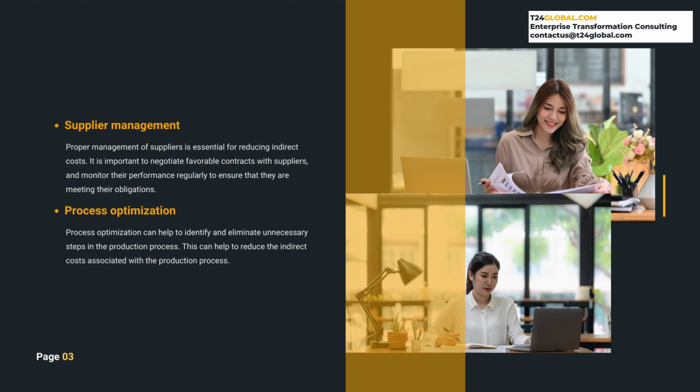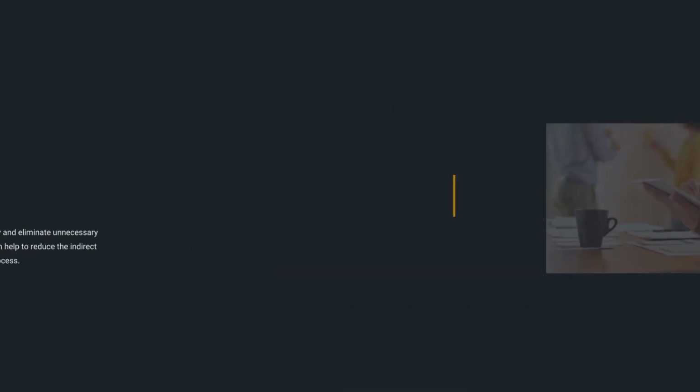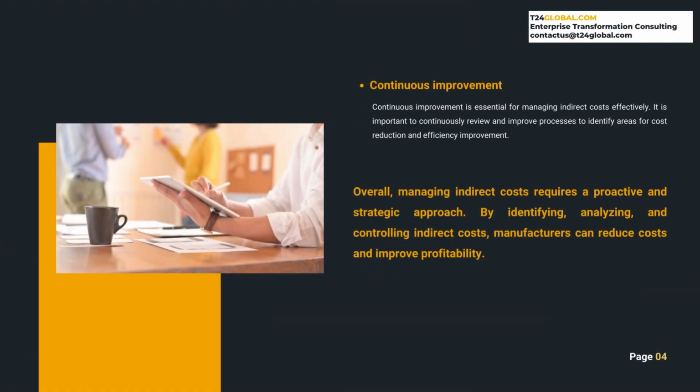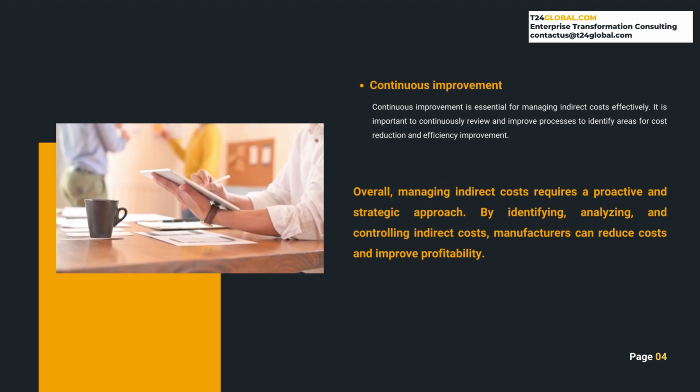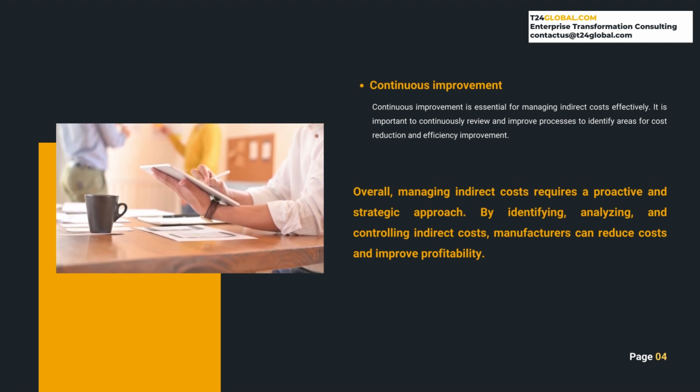The operations department is responsible for optimizing the production process and identifying areas for improvement. IT systems such as process automation software can help in optimizing the production process. 7. Continuous improvement. Continuous improvement is essential for managing indirect costs effectively.